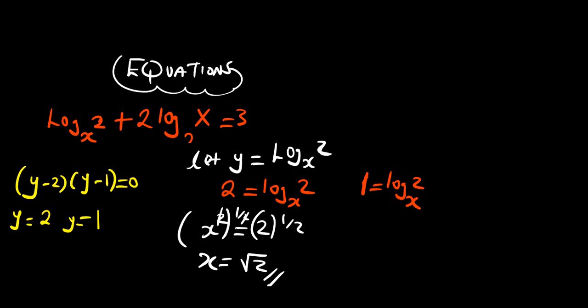Then what about the other one? How are we going to solve this? So x to the power 1 is equal to 2. So this one just gives us a direct answer. So that's how we're going to solve logarithmic equations, and it's as simple as that.